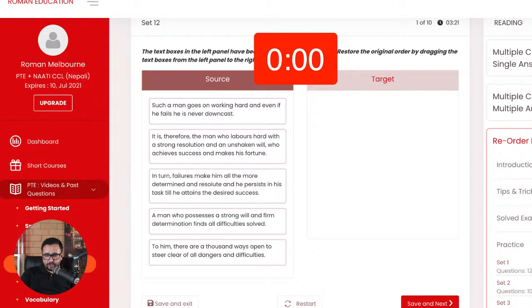Anyway, let's go to the explanation of this particular question. Here, again, you can see there are 5 sentences. In the exam, you have to be really quick to skim through these sentences.